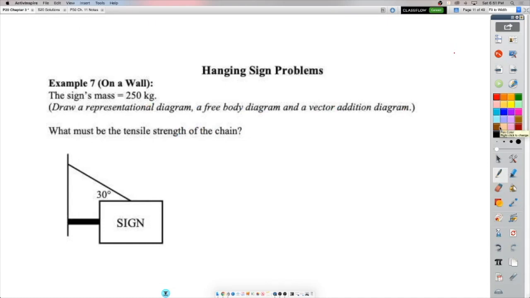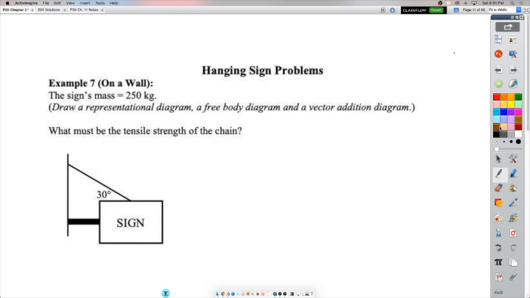Okay, so we're now going to move into a type of problem that is definitely a Newton's first law application. Again, in Newton's first law, F net is always zero because the object is not accelerating. Or rather, I should say the object's not accelerating because F net is zero.